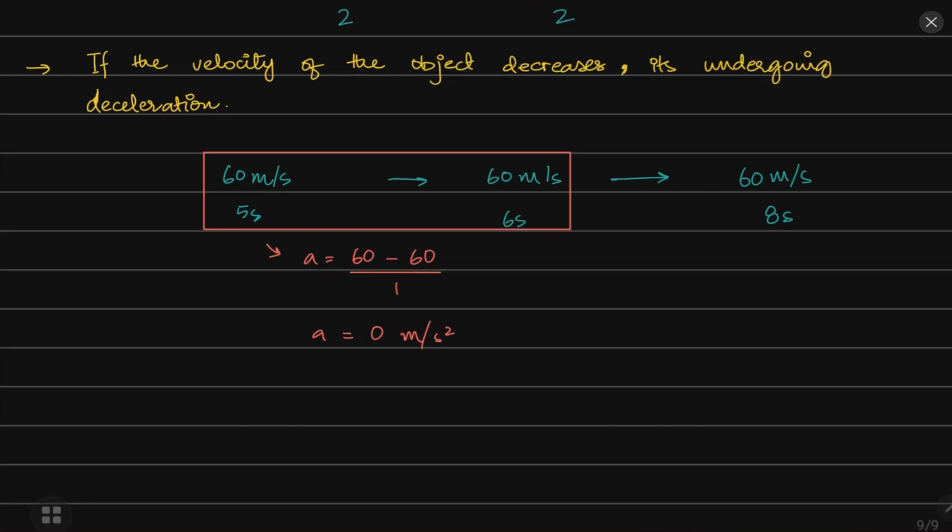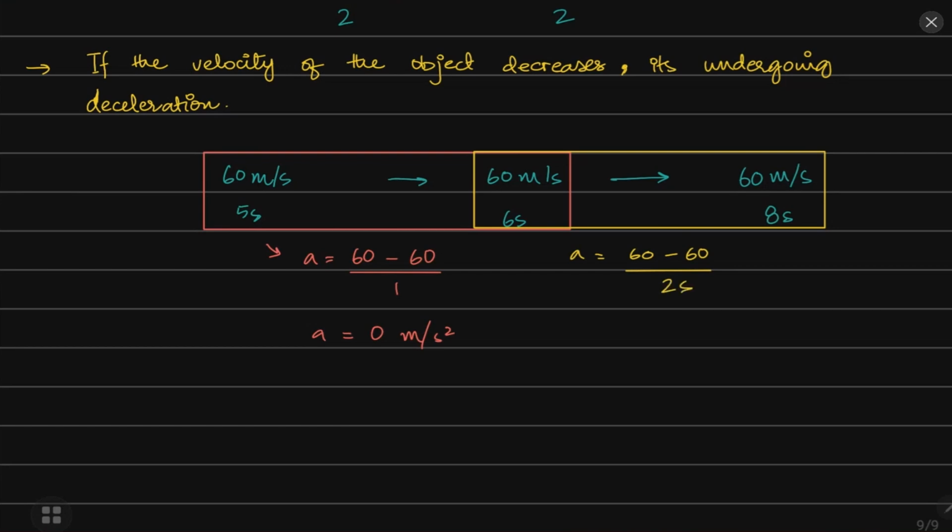Why is it 0 meters per second square? Because there is no change in velocity to begin with. I'm traveling at the same velocity. So in this case, my acceleration is 0 meters per second square. Let's talk about the second case now. In the second case as well, if you notice, my velocity is the same. So it's 60 minus 60 again, final minus initial. And the time interval over here is 2 seconds.